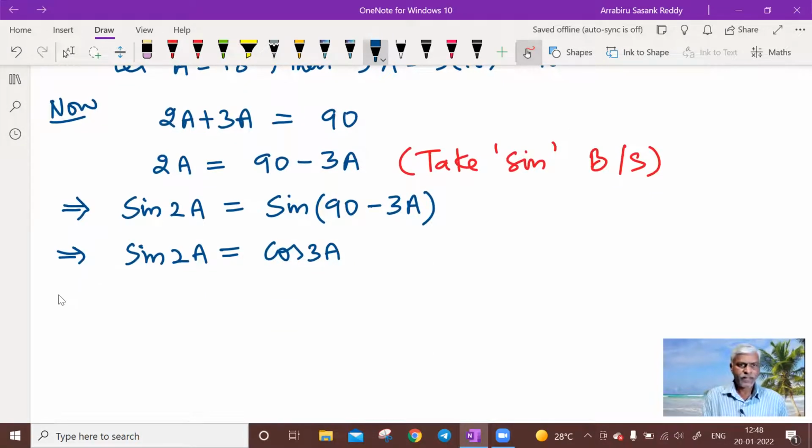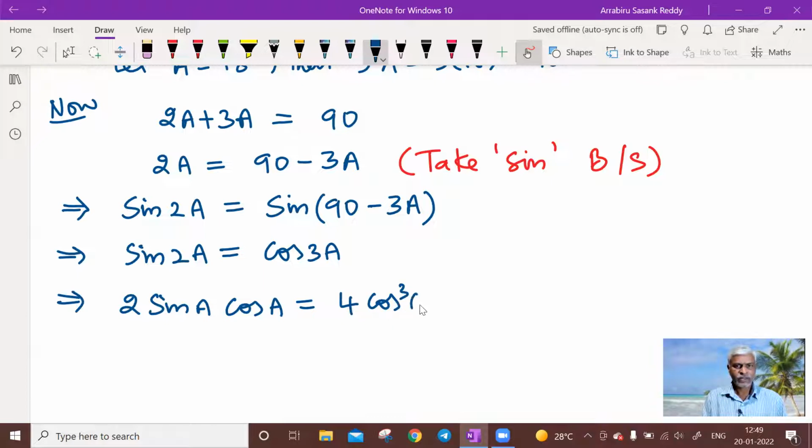Now expanding sine 2A as 2 sine A cos A. Cos 3A, 4 cos cube A minus 3 cos A. This is the cos 3 theta formula. This is the sine 2 theta formula, 2 sine theta cos theta. Cos 3 theta is 4 cos cube theta minus 3 cos theta.